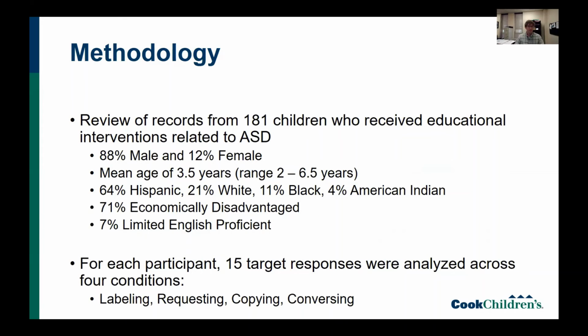So we essentially did this for the records from 181 children who received educational interventions related to ASD. Each child received a SCORE assessment and was used to develop an individualized language plan. And then we took those records and ran the Cochran's Q test as well. These participants were 88% male, 12% female, with a mean age of 3.5 years. They were primarily Hispanic, followed by white, black, and American Indian. They were largely economically disadvantaged as well, and 7% of them were limited English proficient.